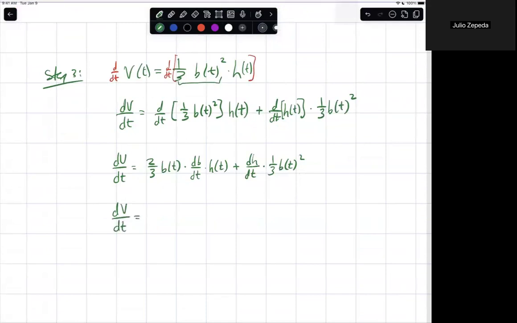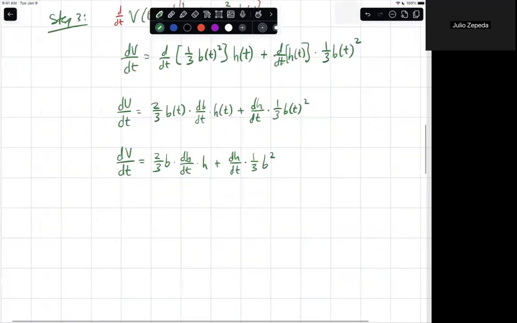So dV/dt equals 2/3 b times db/dt times h, plus dh/dt times 1/3 b squared. Okay, so the derivative is a little bit more complicated. And not only that, but we want to find dh/dt.